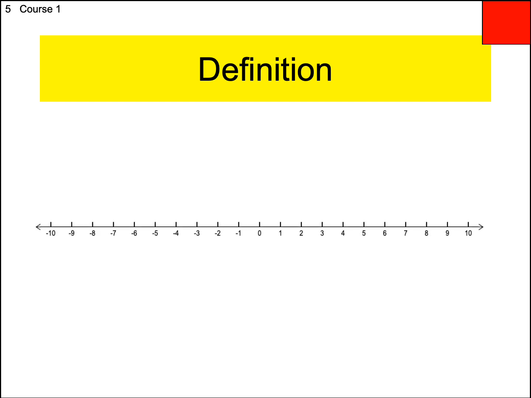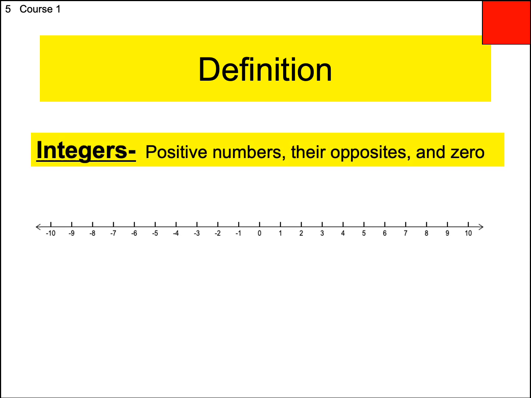All right. The reason why we did those definitions is because we're going to introduce a new number set. And the new number set is called the integers. Those are the positive numbers and their opposites. Remember, the opposite of 1 is -1.